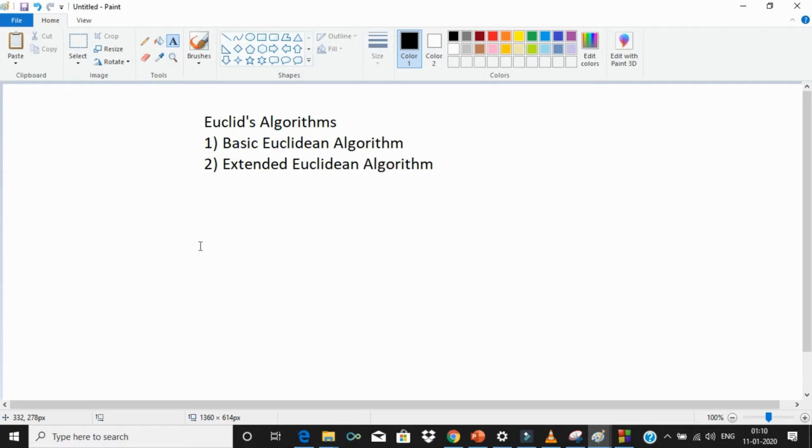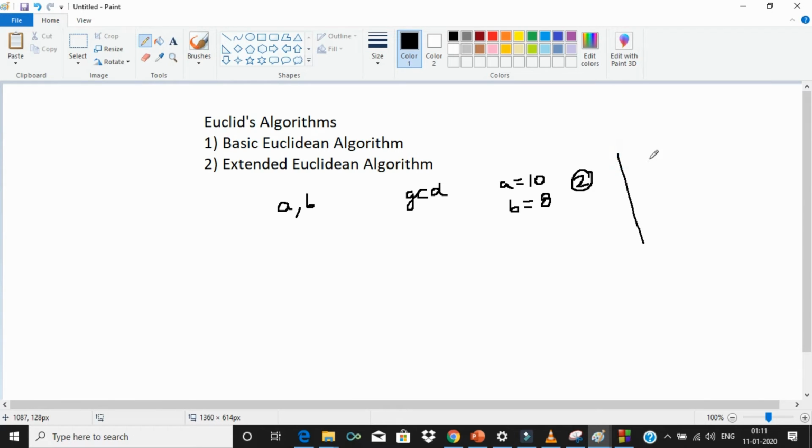The basic Euclidean algorithm is used to find out the GCD, the greatest common divisor of two numbers. Let's say the two numbers are a and b. A and b are two integers, and the basic Euclidean algorithm helps us to find out the GCD, that is the greatest common divisor. For example, if a is 10 and b is 8, then the GCD of these two is 2, because 2 divides both of them and it is the greatest divisor possible which divides both of them.